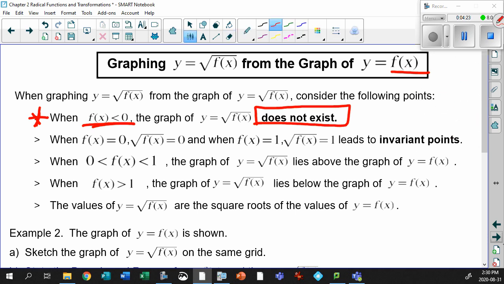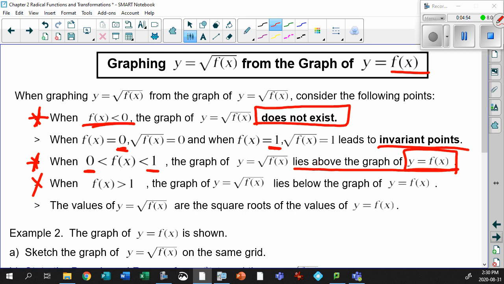Second, when f of x is zero and f of x is 1, these are your invariant points. The reason why, think about this. What's the square root of zero? Zero. What's the square root of 1? 1. There's your invariant points. Now, here's the other thing that we talked about. Remember, between these two invariant points, 0 and 1, the graph always lies above the original. There's the original, always lies above it.